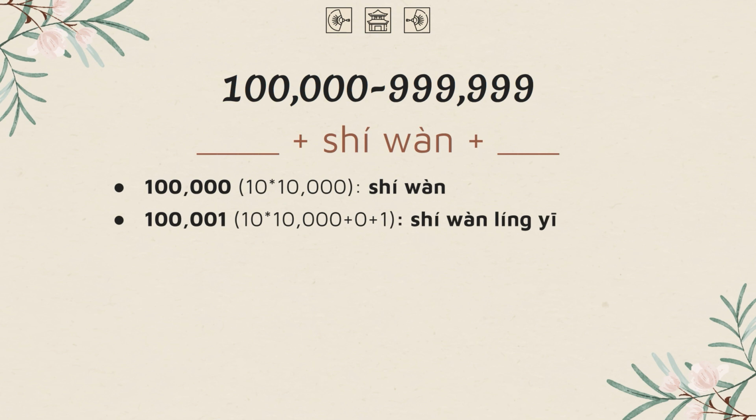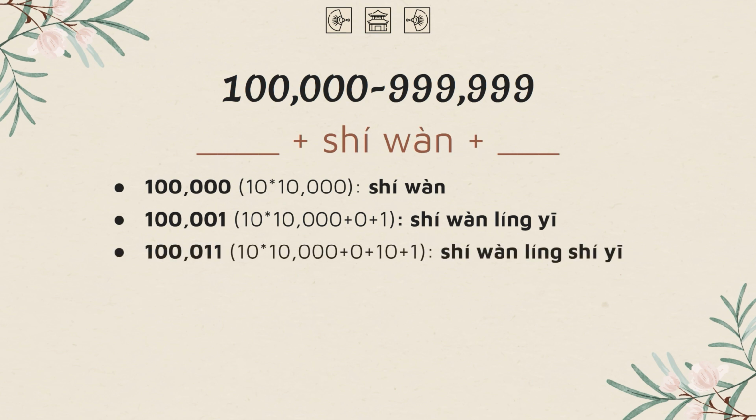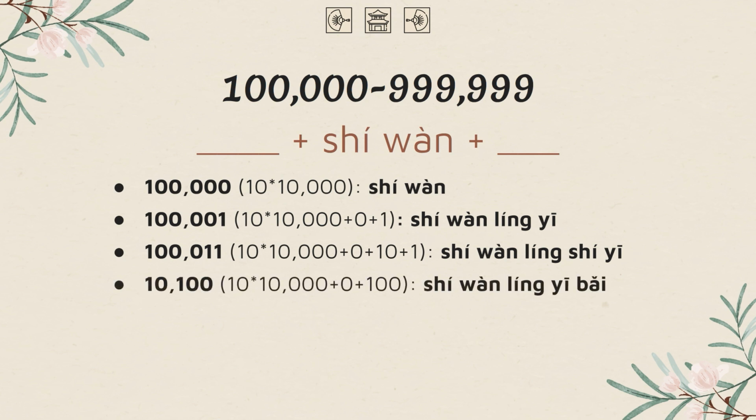100,001 is 10 wan ling 1. So even though there's a bunch of zeros in the middle, we just have to say it once. 100,011. 100,100. Again, the same rules apply to all these other numbers in this range.